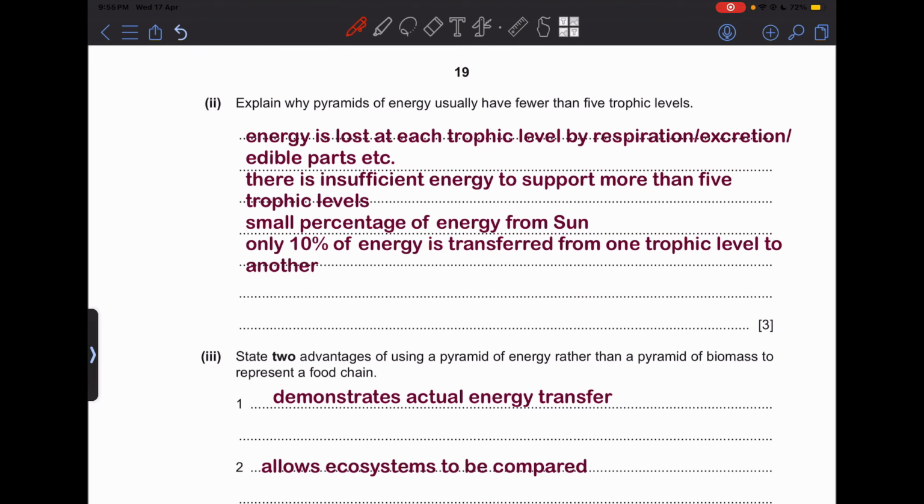trophic levels. So for example, 10% of the energy that the plant has, the primary consumer is going to get only 10% of the 10% that the producer has. So it's gradually going to decrease until it becomes zero. There is no sufficient energy or enough energy to transfer to make another trophic level. So this is why there are fewer than 5 trophic levels.